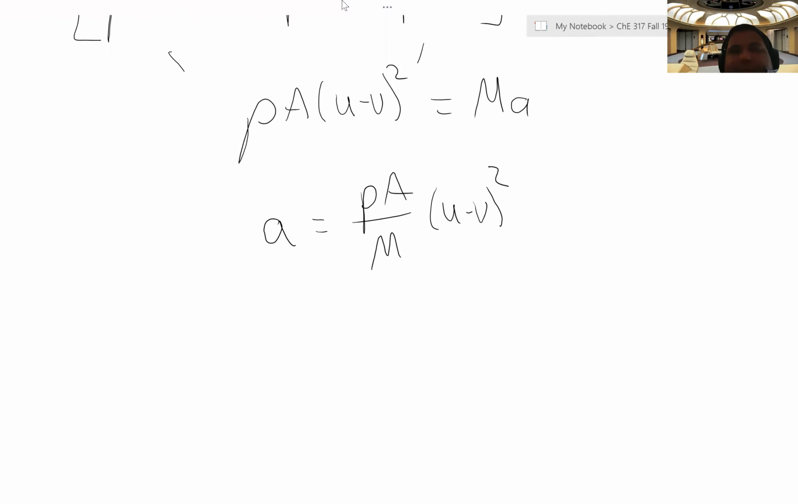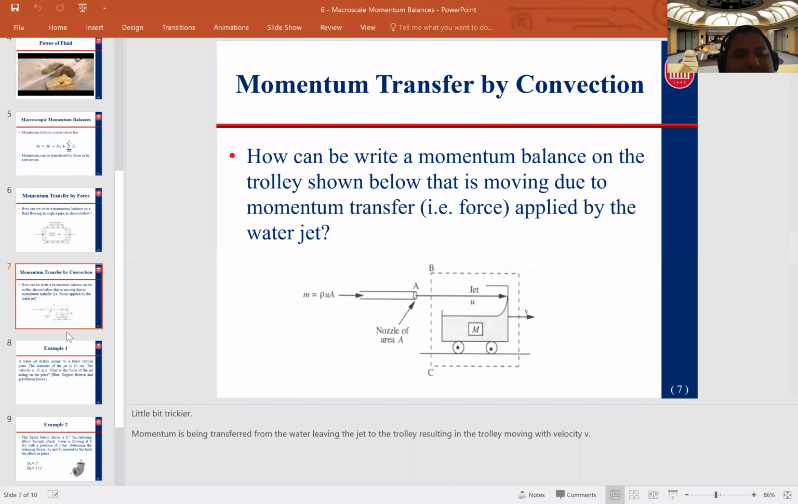Any other points of clarification that I can make? I'm more than happy. All right, if not, let's take a look at another example.